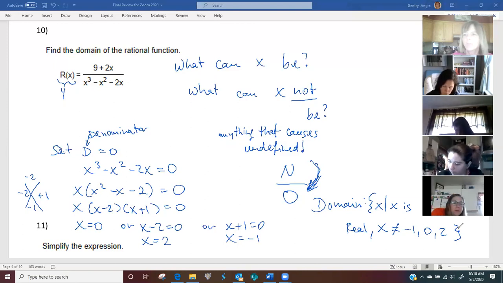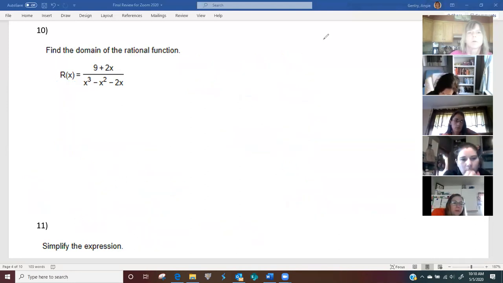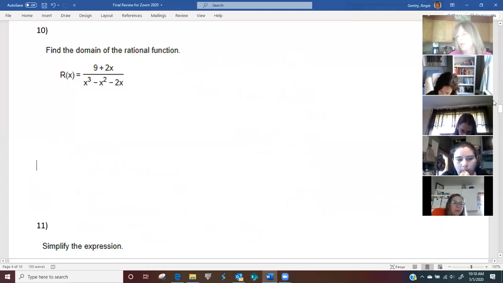How we doing? Yeah? So hopefully that helps folks understand what's going on here. But that's the only time when it's in function notation and they ask you about the domain. That's how you have to attack this one. So, yell if you have questions.